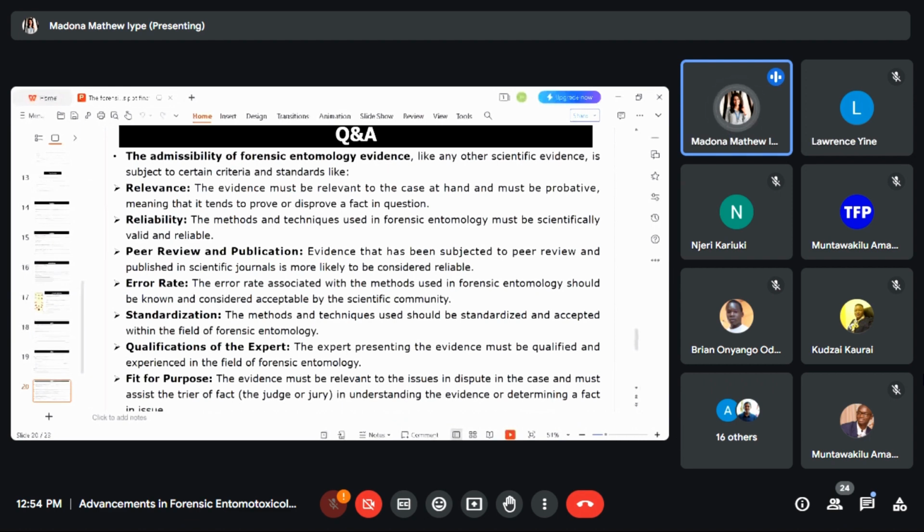Then the evidence should be fit for the purpose. The evidence must be relevant to the issues in dispute in the case and must assist the judge in understanding the evidence or determining the fact in issue.